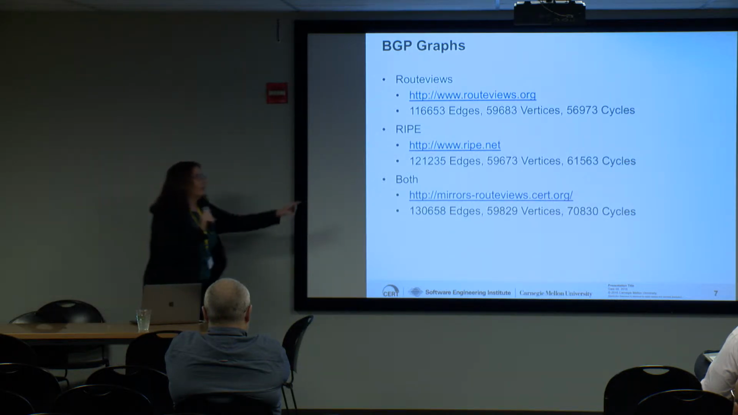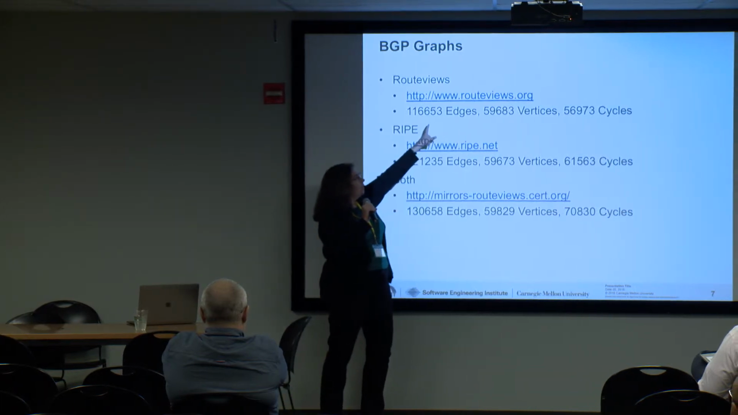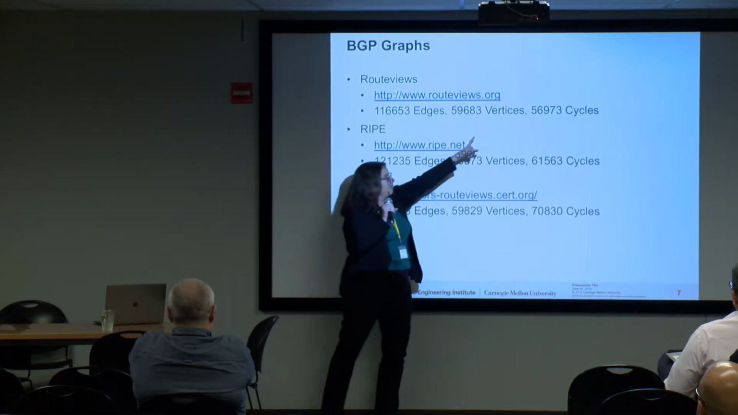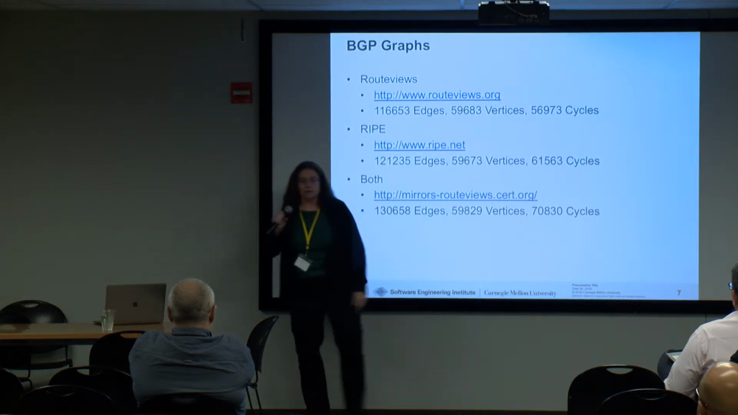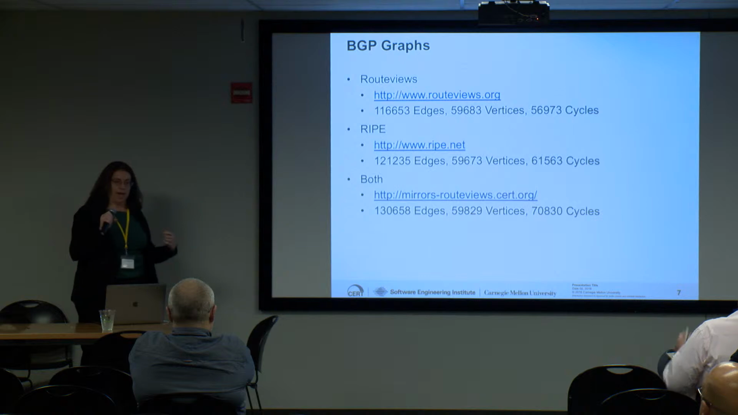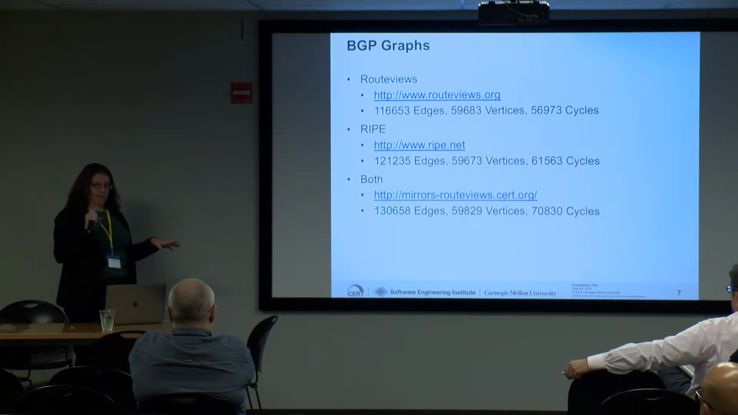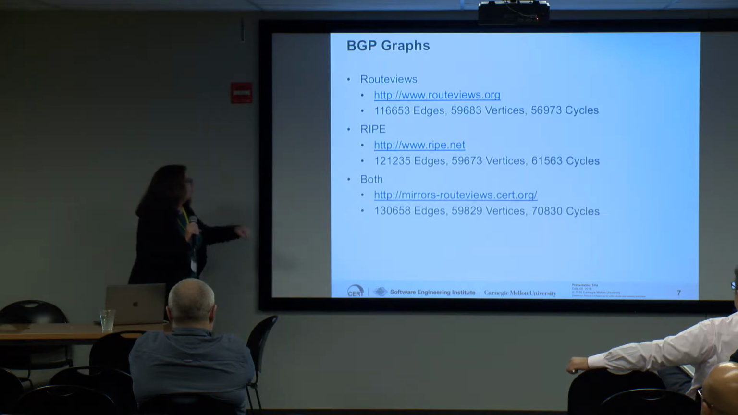So the point here, though, is that when I look at the Route Views, there's 116,000 edges, 59,000 vertices, and a bunch of cycles. This is the minimal cycle that can happen in this graph. That's what I'm counting. We can build other cycles from these other cycles. And I've lost everyone. Okay.